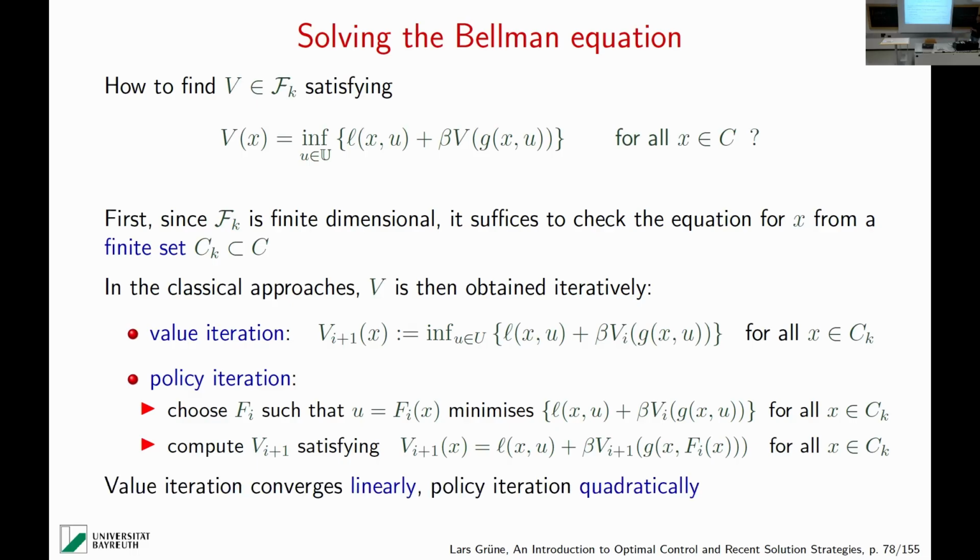What is known is that under suitable conditions, value iteration typically converges linearly, because usually there's some Banach fixed point argument behind that, while policy iteration is a bit like a Newton method and converges locally quadratically. But of course, each step in policy iteration takes much more time. Okay, so this is how you would do the computation, what you would implement.